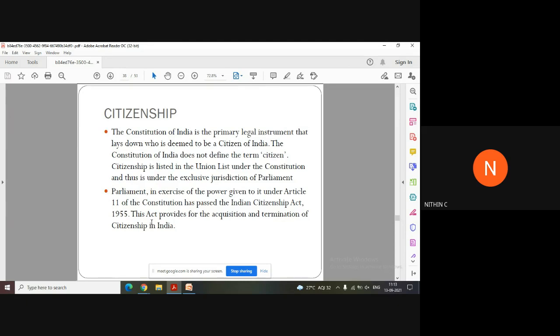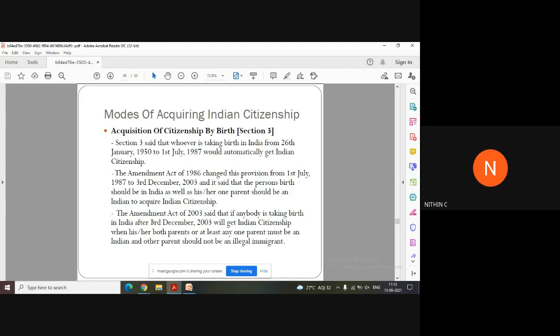So, the Parliament will be having the sole power to make acts or make rules and regulations on the parameter called citizenship. Then, which are the different modes of acquiring citizenship?